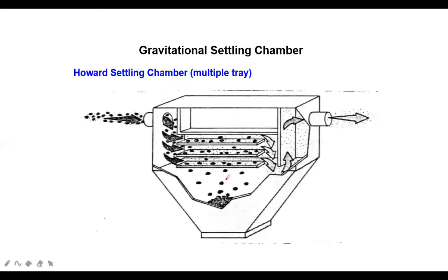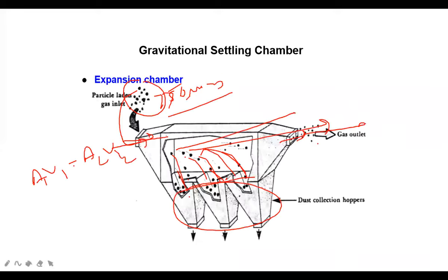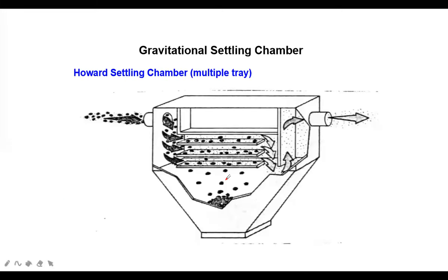The best answer to this is the Howard settling chamber, multiple tray. If you see the difference as compared to the first, it is vertical. You have a vertical arrangement with multiple trays: first tray, second tray, a third tray. These trays are reasonably separated from each other. The gap between these plates is reasonably good so that the pre-settled particles may not get disturbed.